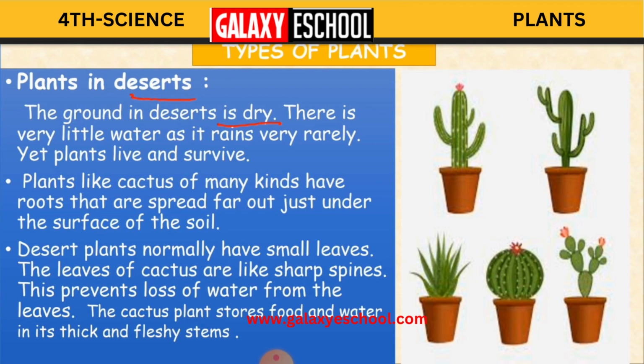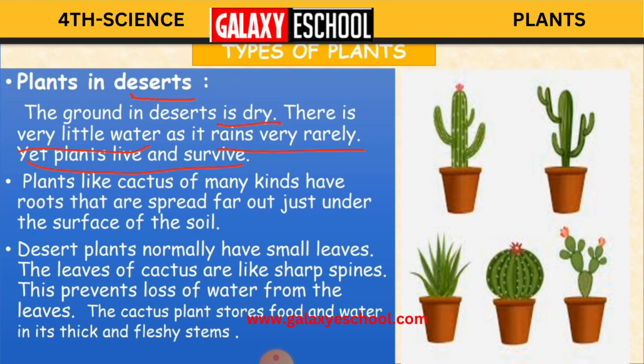Why is there scarcity? Because it rains very rarely, very occasionally. Desert areas do not have rainfall as we have in our normal rainy season, of 3 months or 2 to 4 months. Very less rain they receive. Yet plants live and survive even though there is less rain, so no water sources. Even in deserts we can see some type of plants, and they live, and they grow.